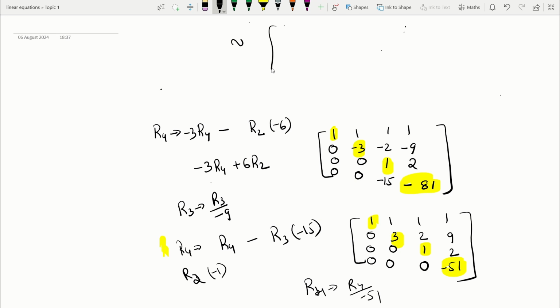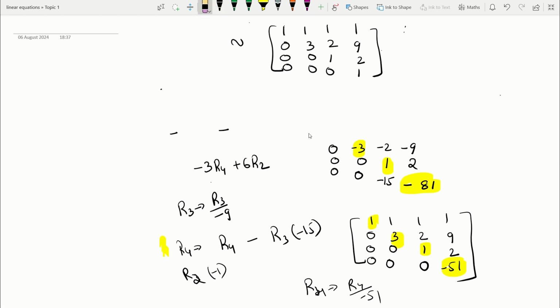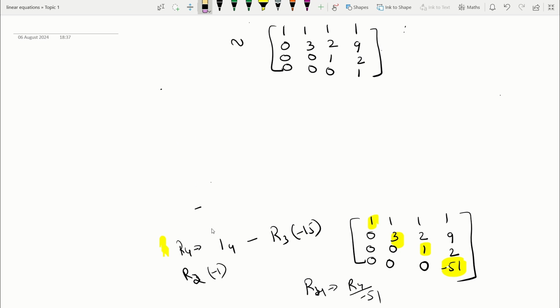This is minus 51. Okay, see, now see the diagonal elements. These all are the diagonal elements. Fine, all the below diagonal elements are zeros only. To make it simple, we don't want this much big a number, so let us divide R4 by minus 51. Then automatically it will change as this. This is echelon form only.